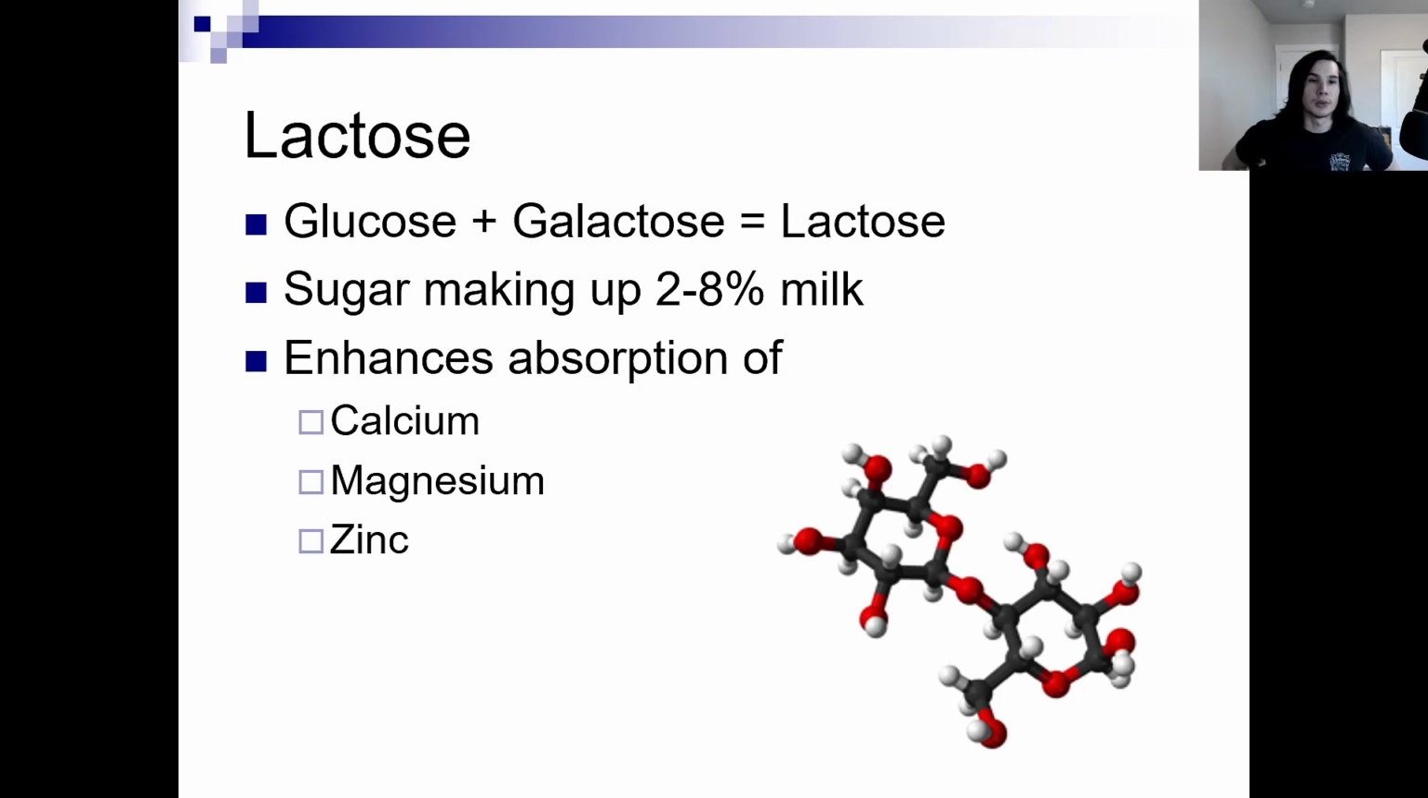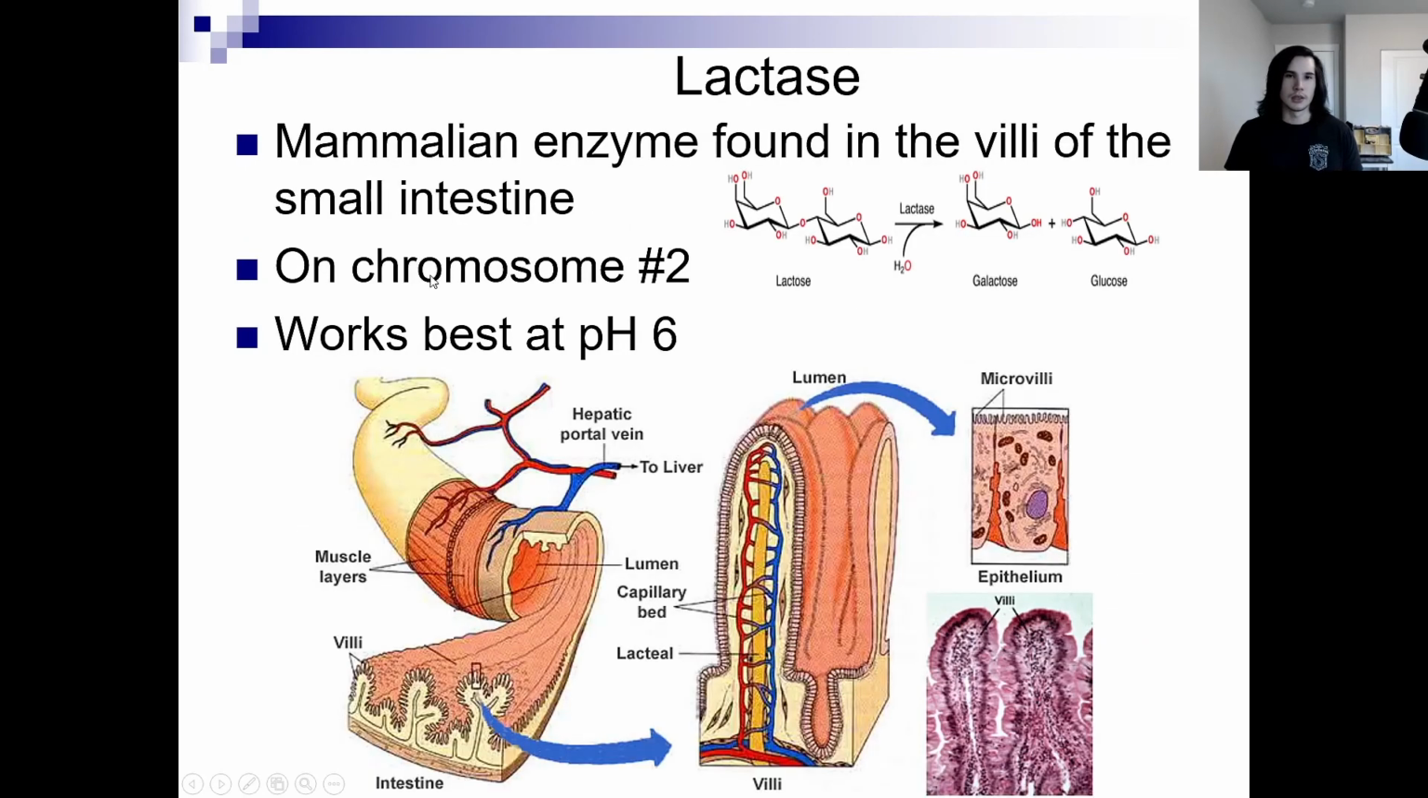So let's talk a little bit about lactose. Lactose is a sugar because it ends in ose. Your sugars will end in ose. Glucose plus galactose will make lactose, so that would make this a disaccharide. Lactose is just a sugar that makes up about 2 to 8% of milk, and what it does is it enhances your absorption of calcium, magnesium, and zinc.